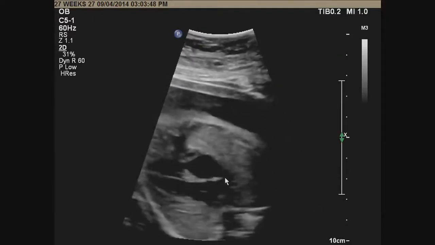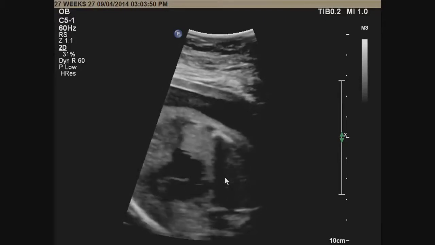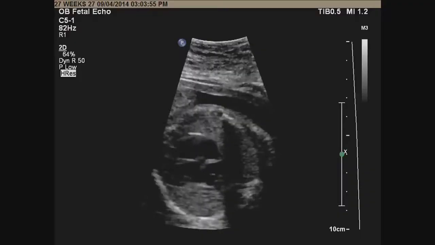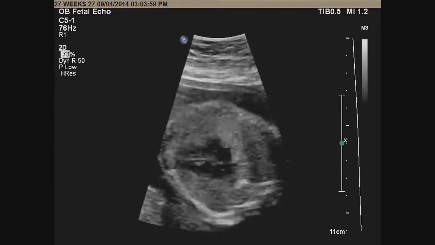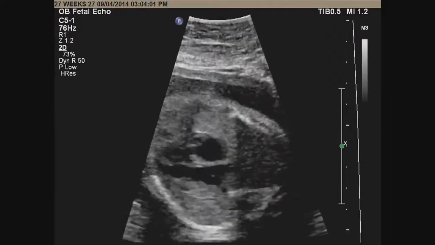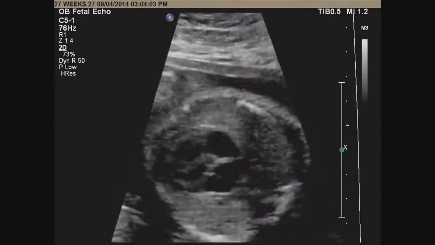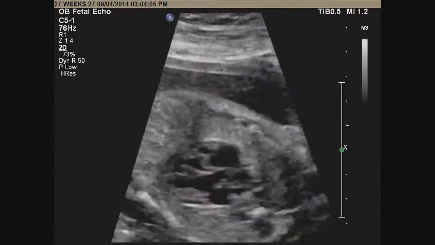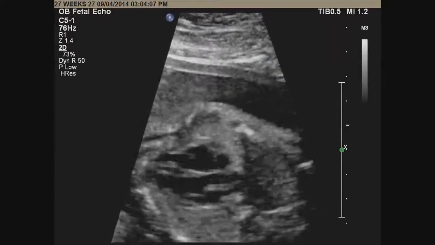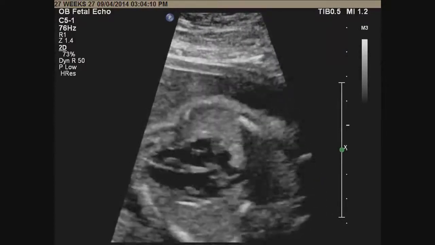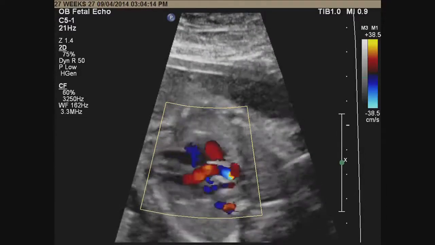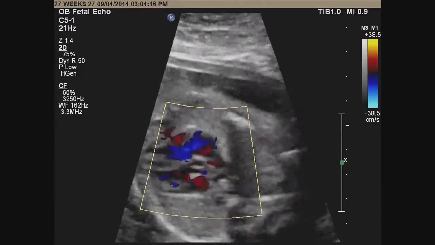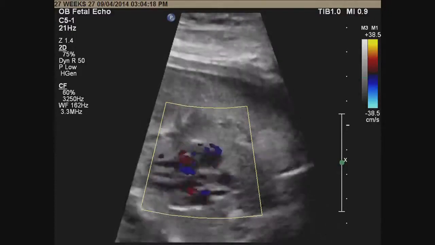So I'm going to change a little bit of where we are. I'm going to give myself a little bit more depth, maybe increase the gain just slightly, and then let's magnify. If you look throughout the course, many of the images are quite magnified. That really allows you to look at the heart in more detail. So I'm going to go ahead and put some color coming through the LVOT. Again, here you're looking at laminar flow coming through the left ventricle.